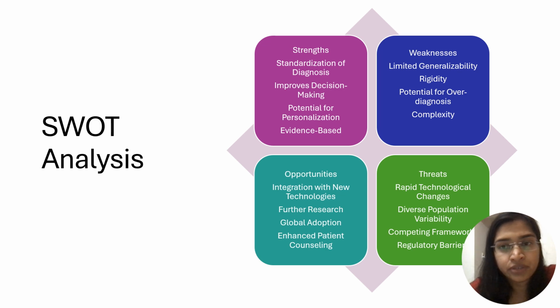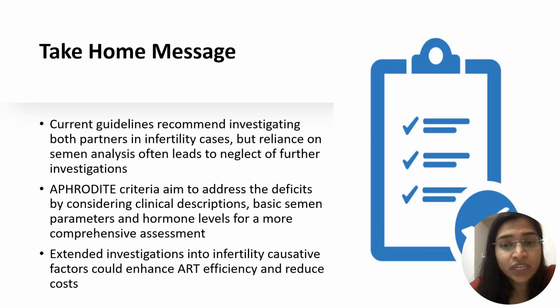So the take home message is that current guidelines recommend investigating both partners in infertility cases, but reliance on semen analysis often leads to neglect of further investigation. So if we are getting any abnormality in semen analysis, we should investigate male patients. And we should not rely only on semen analysis for male patients.